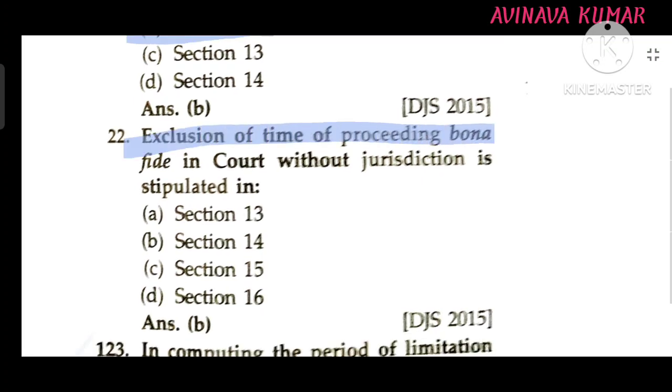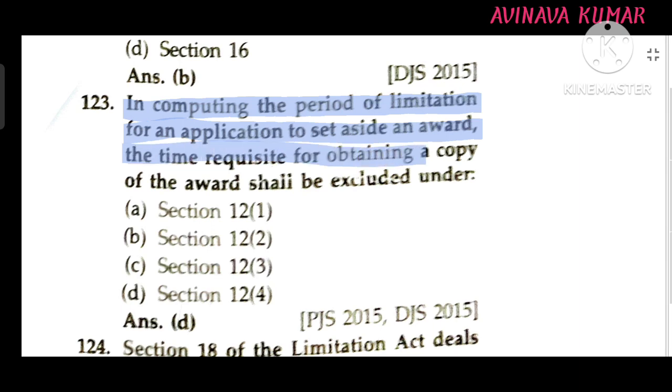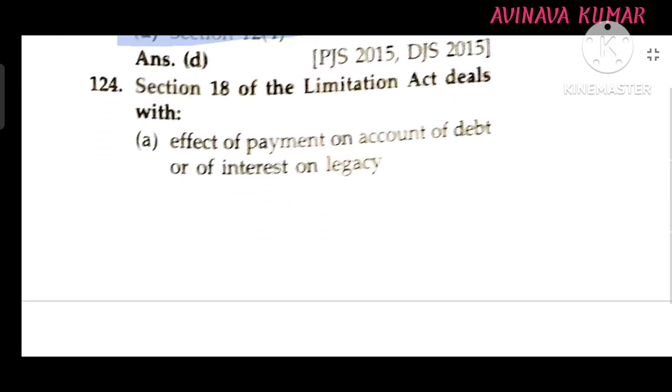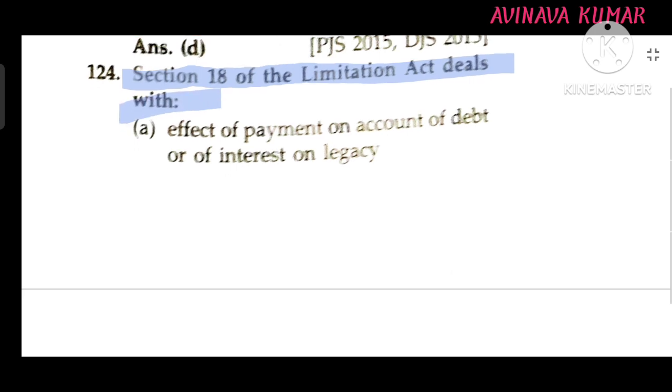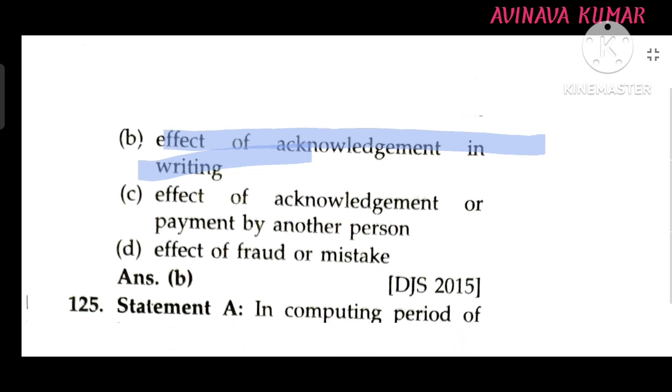Exclusion of time of proceeding bona fide in a court without jurisdiction is stipulated in Section 14. In computing the period of limitation for an application to set aside an award, the time requisite for obtaining the copy of the award shall be excluded, in Section 12, Sub-section 4. Section 18 of the Limitation Act deals with effect of acknowledgement in writing.